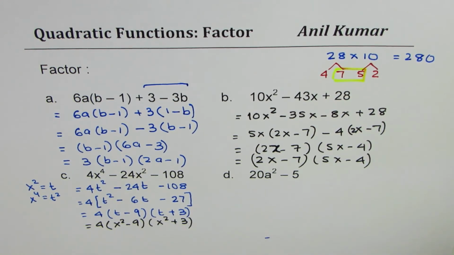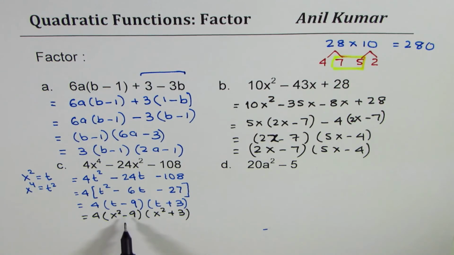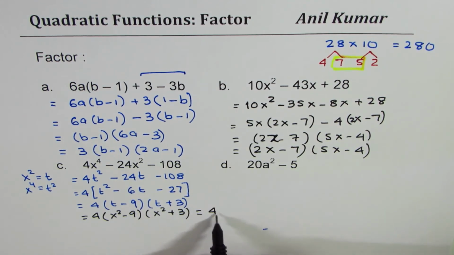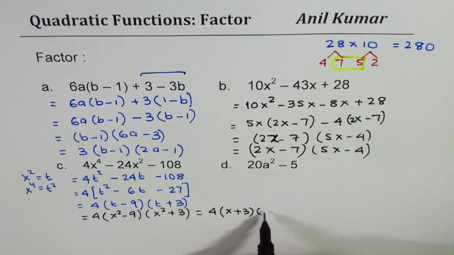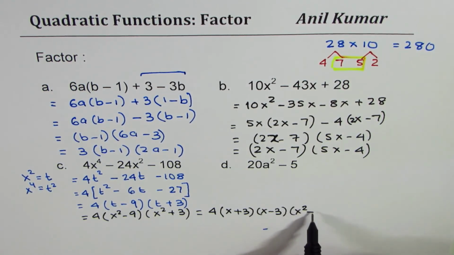Now, as soon as you convert this, what do you observe? x squared minus 9 can be further factored, right? So let me continue this one. So we get 4 times (x squared minus 9), which could be written as (x plus 3) times (x minus 3), and we already have x squared plus 3. Is it okay? So that is how you should be factoring. Only at this stage it will be treated as completely factored, correct?